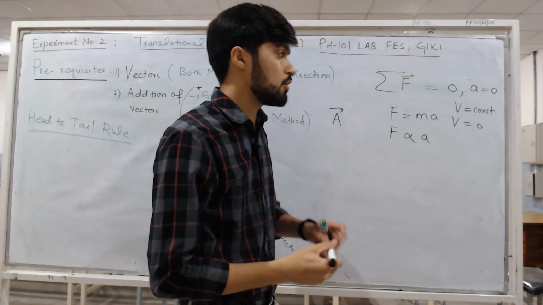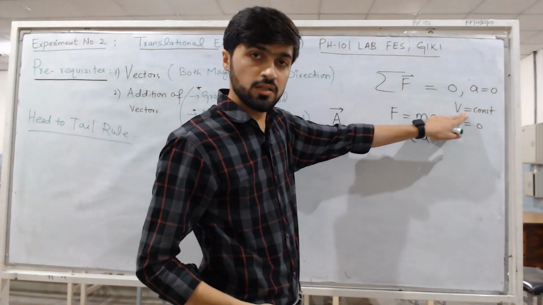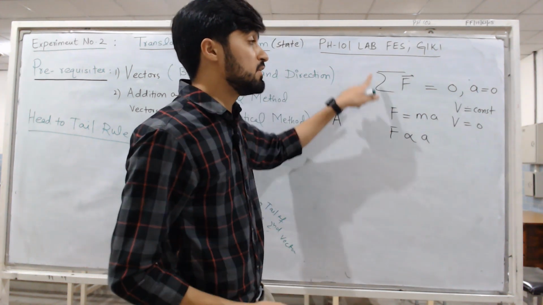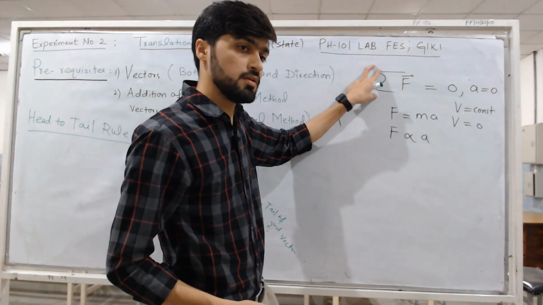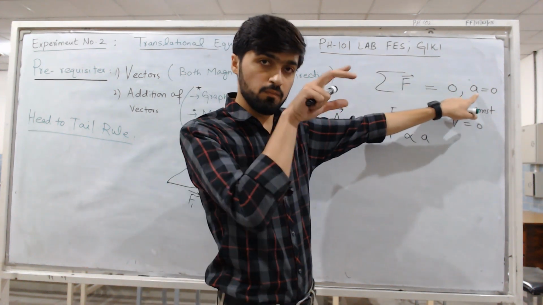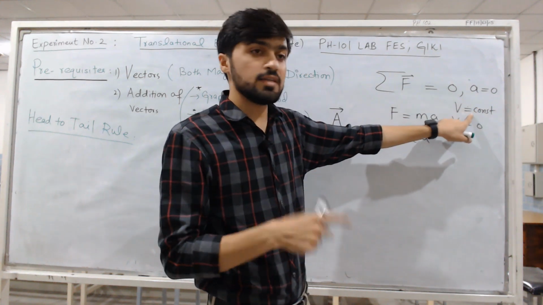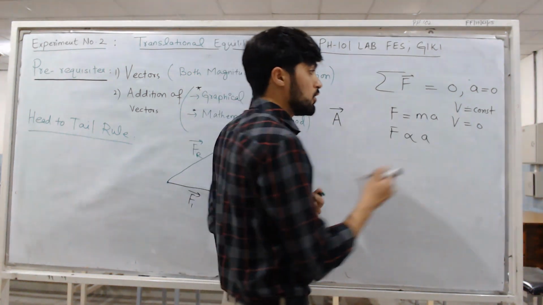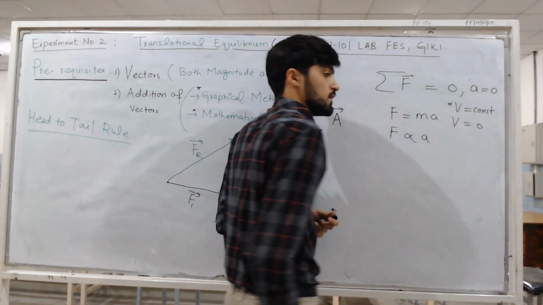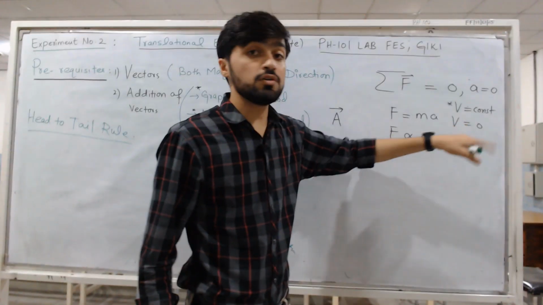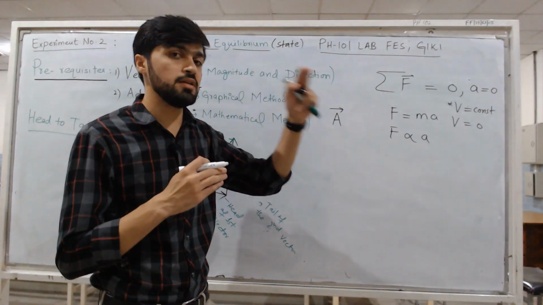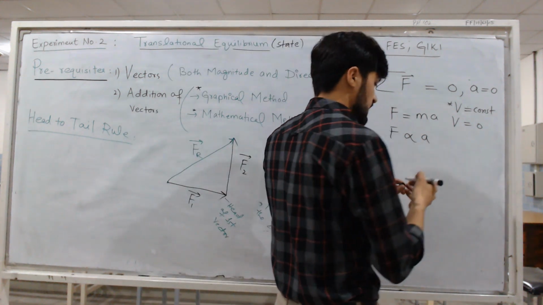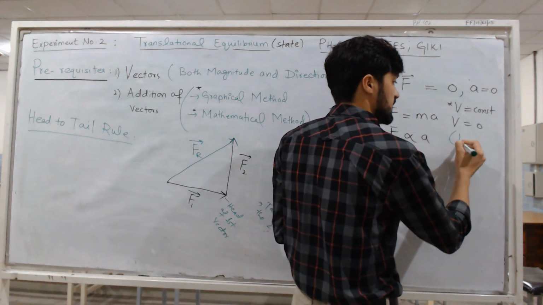So if the velocity is constant, there is no change in the velocity, then the acceleration will be equal to 0. And if the vector sum of all the forces acting on a body is equal to 0, then the acceleration in that system is equal to 0, and we can say that the system is at rest or moving with constant velocity. So we will not be discussing the case when the body is moving with constant velocity. We will be discussing when the velocity is equal to 0, when the body is at rest.